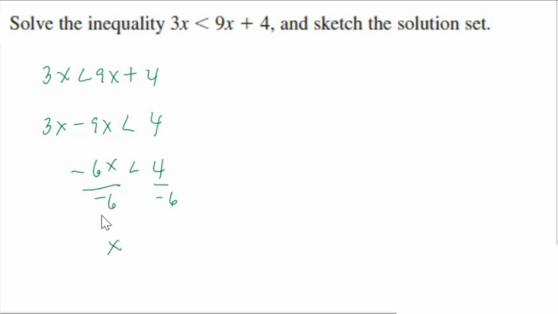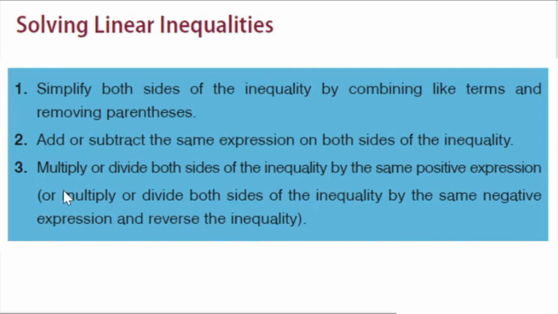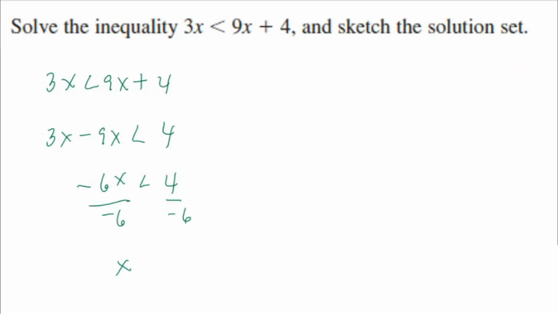Since we are dividing by negative 6, it is stated in step number 3 that we need to take the reverse of the inequality. So meaning to say, if you are going to divide by a negative number or multiply by a negative number, then you have to take the reverse of the inequality. So from less than, it becomes now greater than. Therefore, it is x greater than negative 2/3. The lowest term of 4 over negative 6 is negative 2/3.